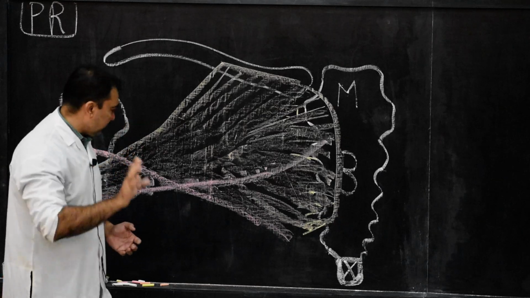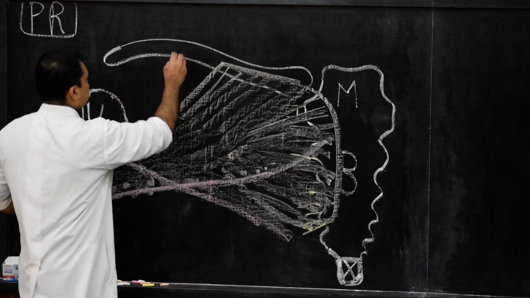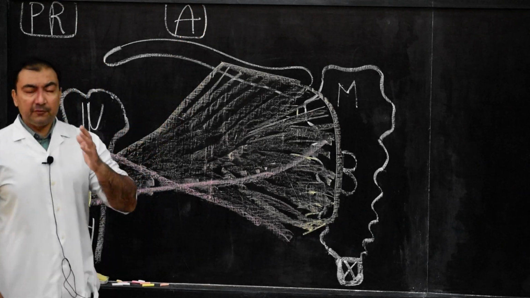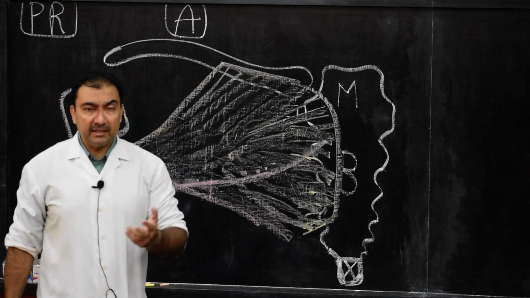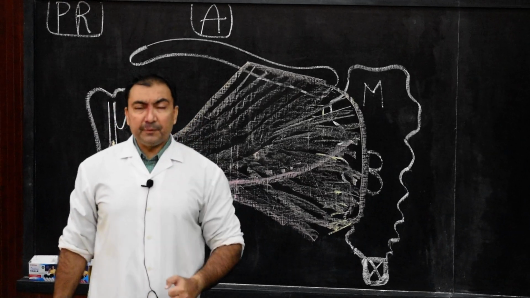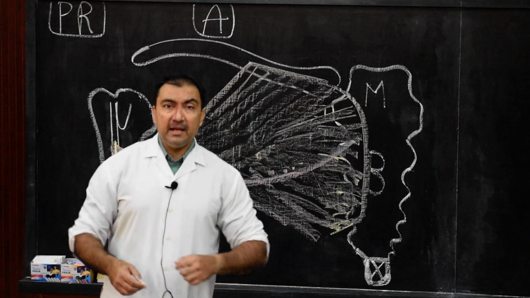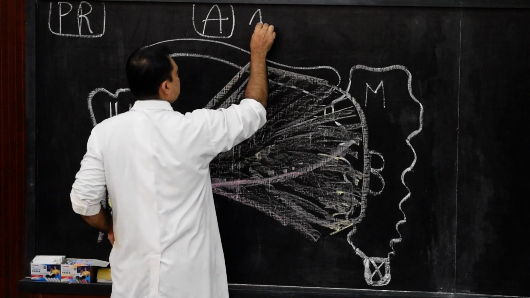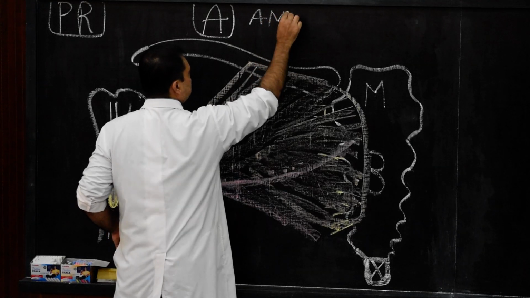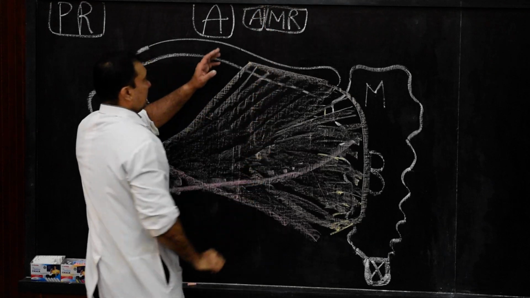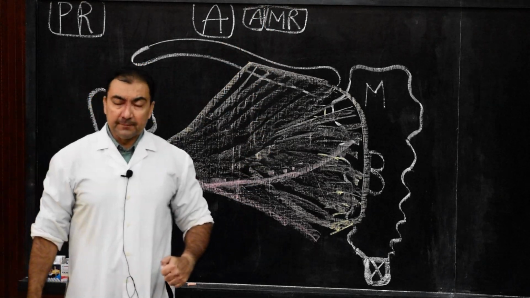Now here the last point we have to discuss, actions. These actions are very important, and they are many a times asked in MCQs also. Number one, the first action of pectoralis major will be adduction and medial rotation of shoulder joint. So please note down, adduction as well as medial rotation of shoulder joint.